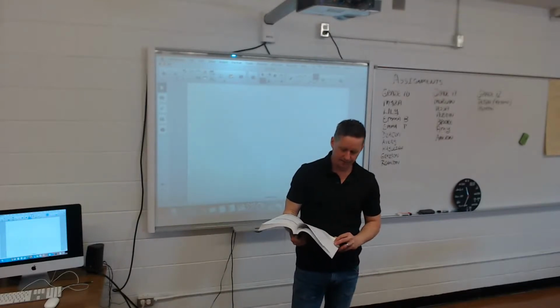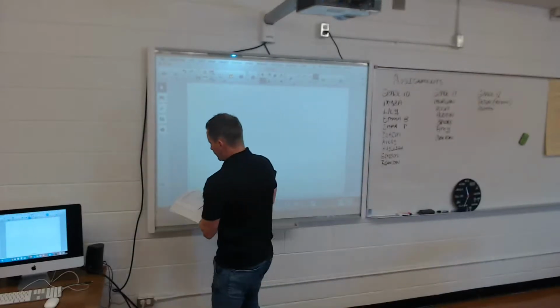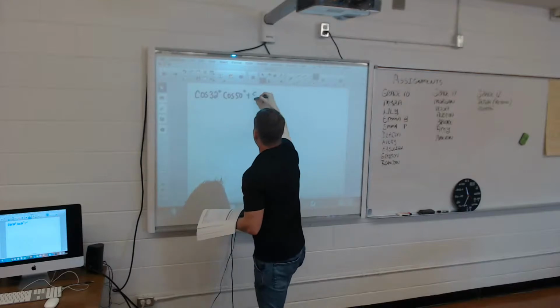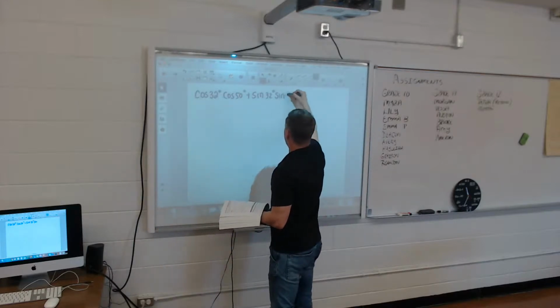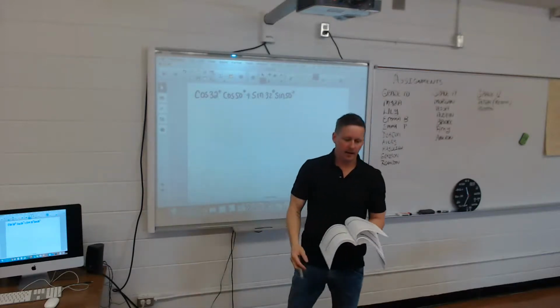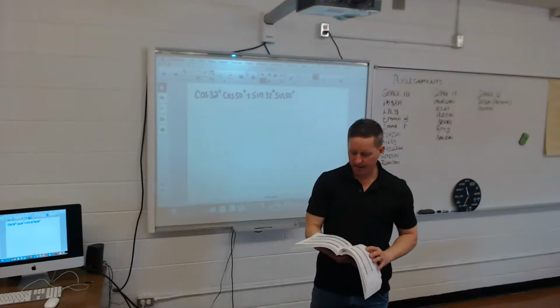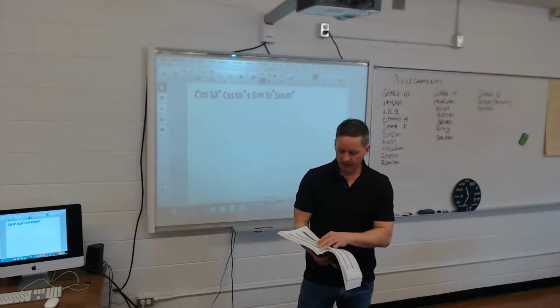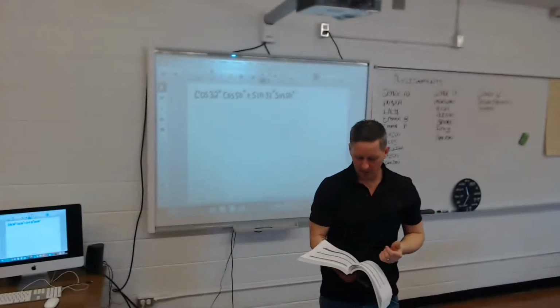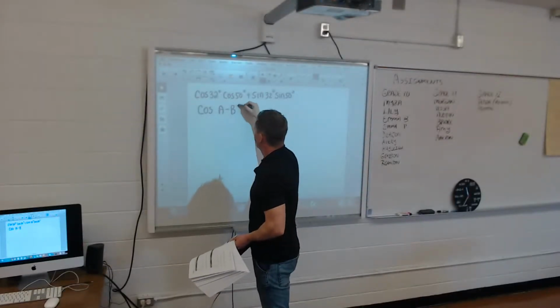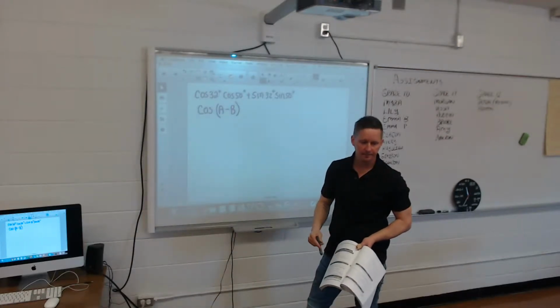So take a look at page 198. It has this written down: cos 32 cos 50 plus sine 32 degrees sine 50 degrees. They want you to write it as one singular identity. So flip back to page 197, and look at the sum and difference identities and find the one that goes cos, cos plus sine, sine. I get alpha minus beta.